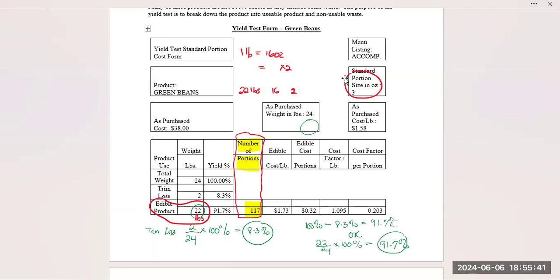All right. We have 5 minutes left. I may not be able to finish 1, 2, 3, 4 columns, but we're going to see how far we can go. It says edible cost per pound. How do I get my edible cost per pound?